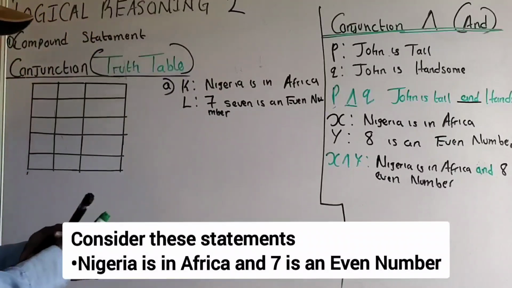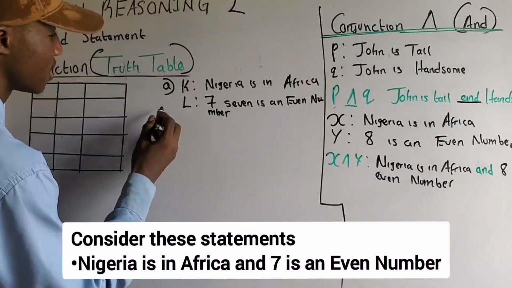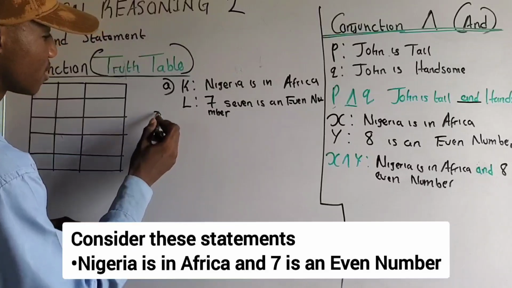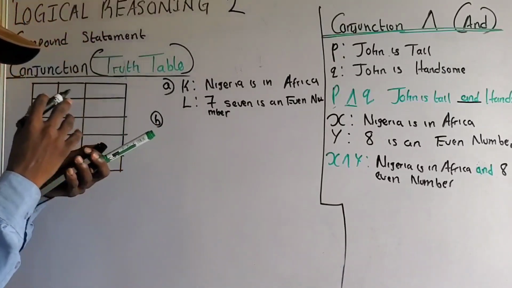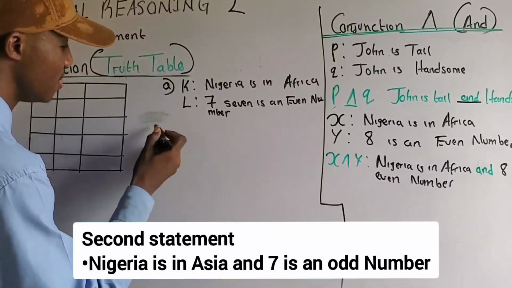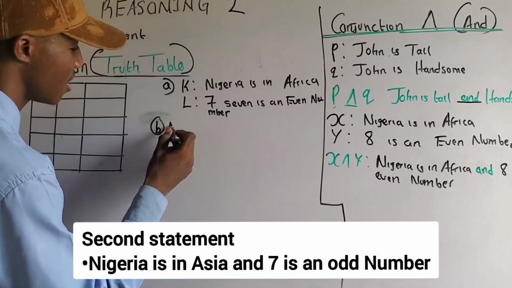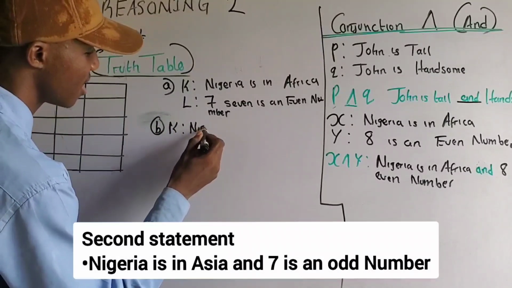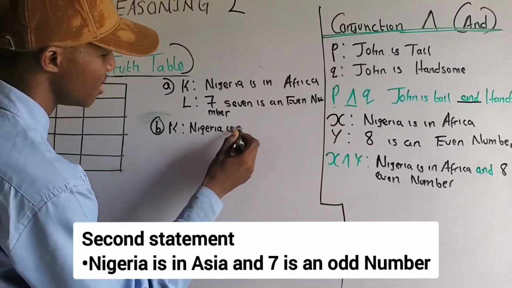Okay, let us look at the second statement, statement B. Nigeria is in Asia and 7 is an odd number. K represents Nigeria is in Asia.